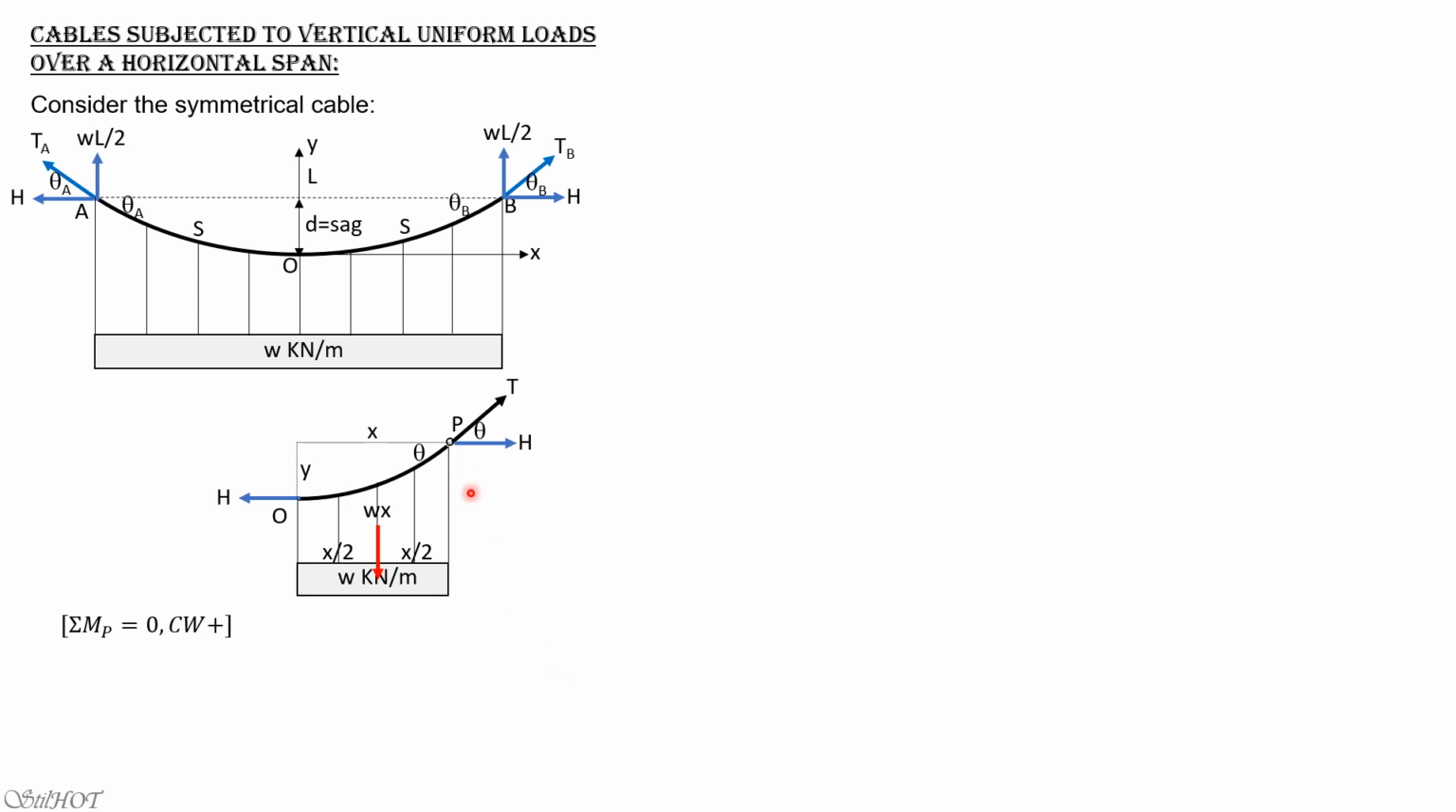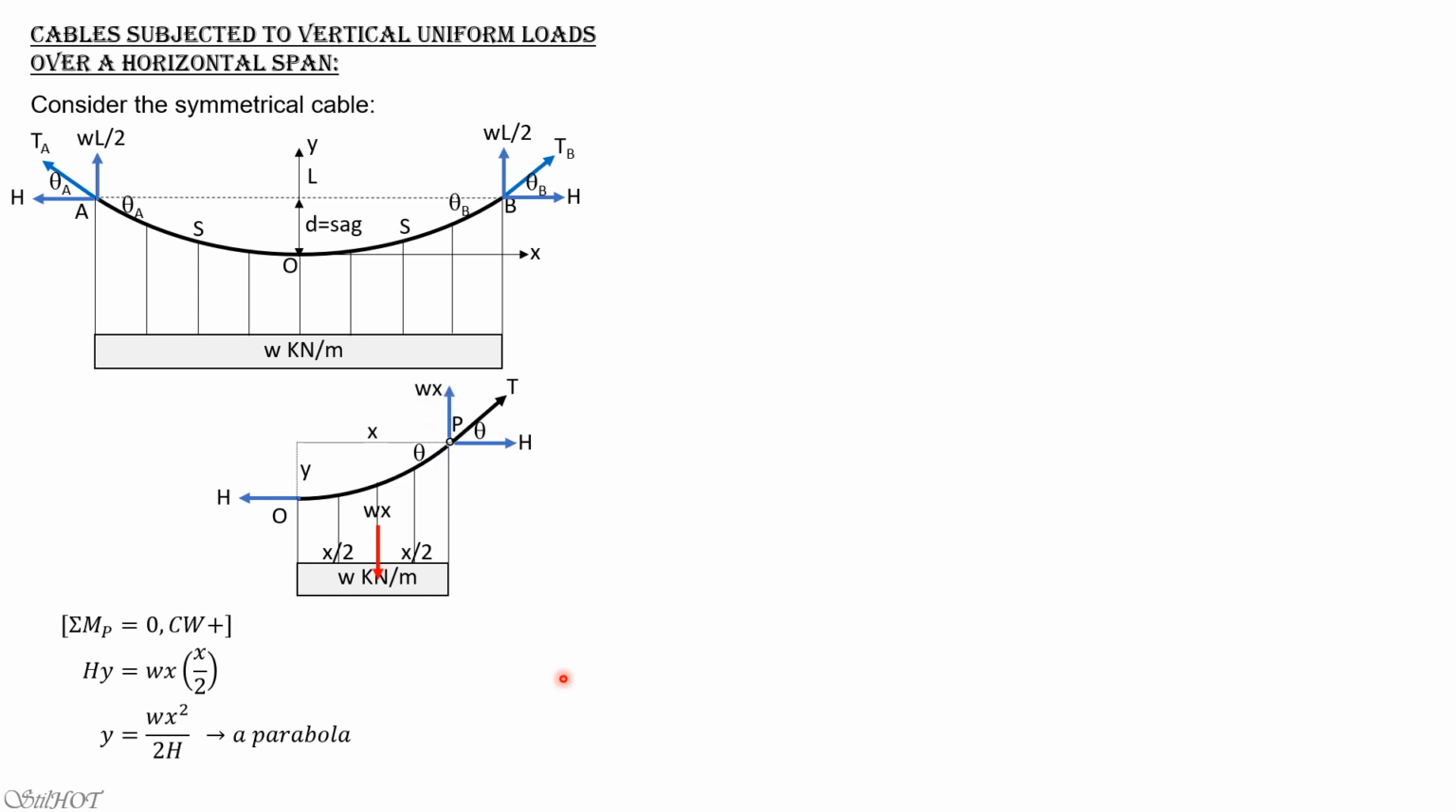Summation moment about P equals 0, clockwise positive. So we have H times Y. Of course, this is Y. Equals Wx times x over 2. So y equals Wx squared over 2H, which represents a parabola. It is a second degree equation. So this equation tells us that the cable is a parabola, or parabolic.